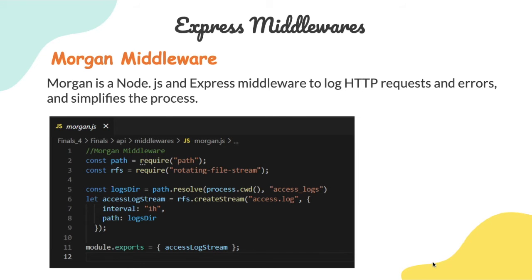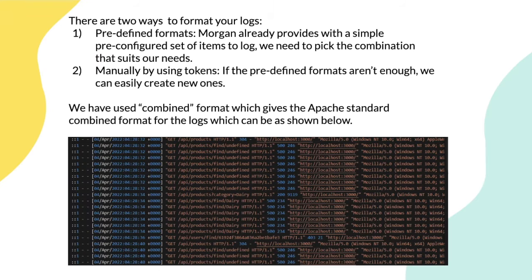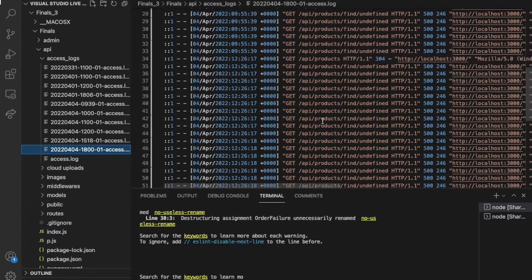I am Harish Malagura. Here we are discussing Express middlewares. The first one is Morgan middleware. Morgan is a Node.js and Express middleware to log HTTP requests and errors, and it simplifies the process. There are two ways for this: one is predefined formats and another is manually by using tokens. Here we have used the combined format, which gives the Apache standard combined format for the logs, which can be shown as below. Now we go to the code.